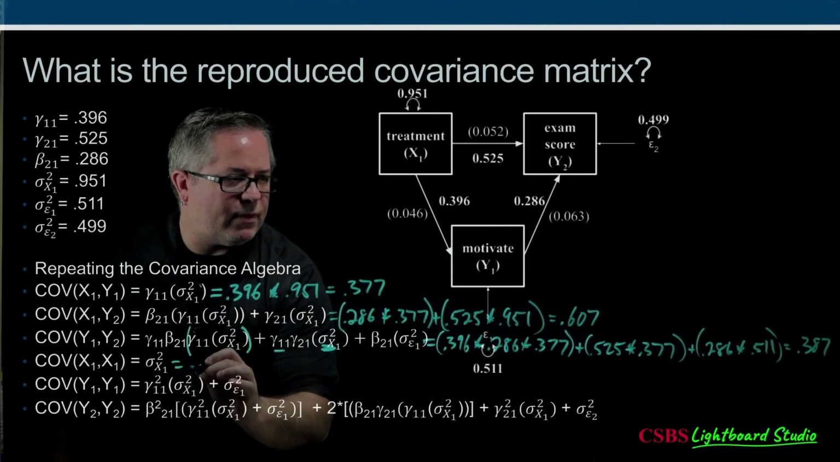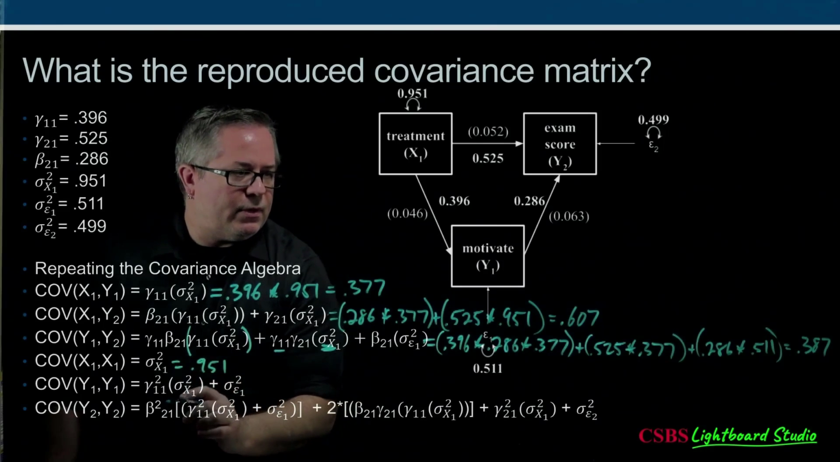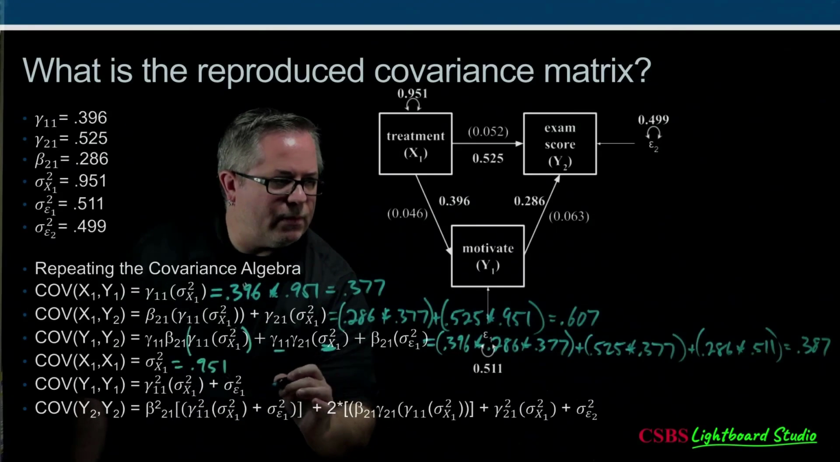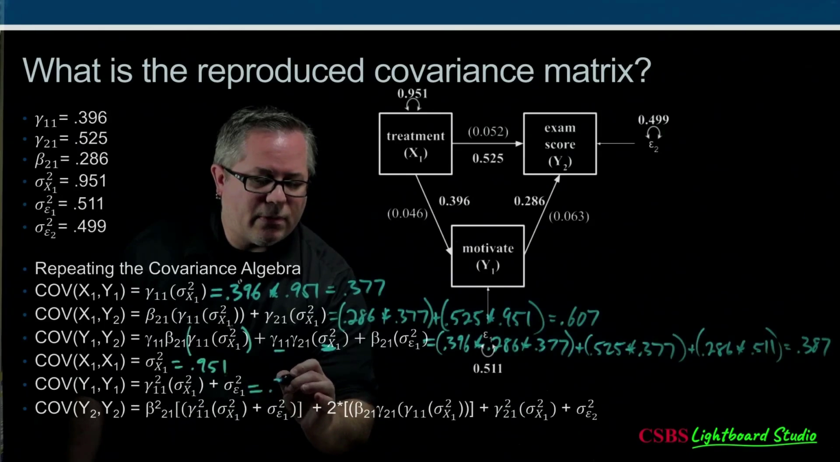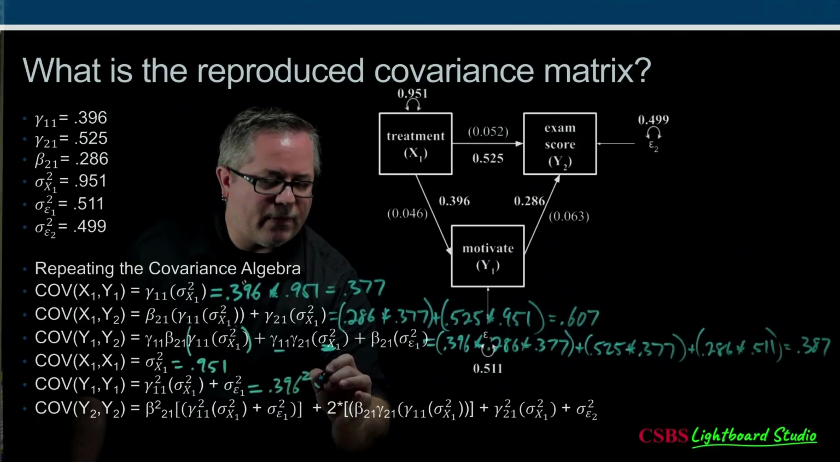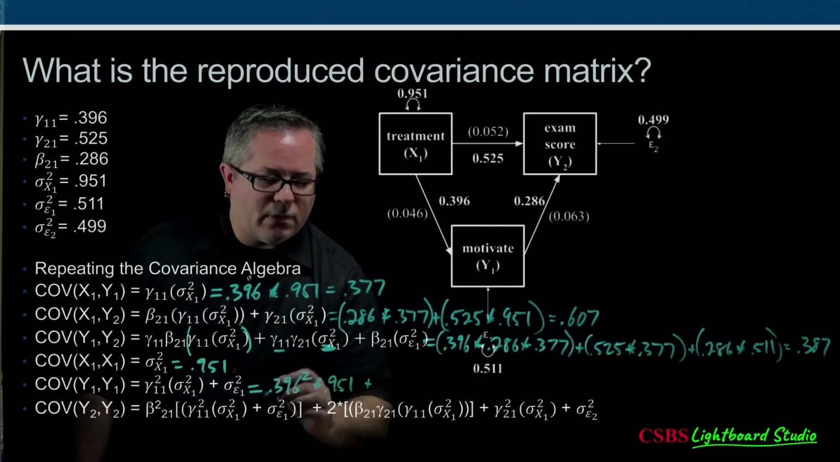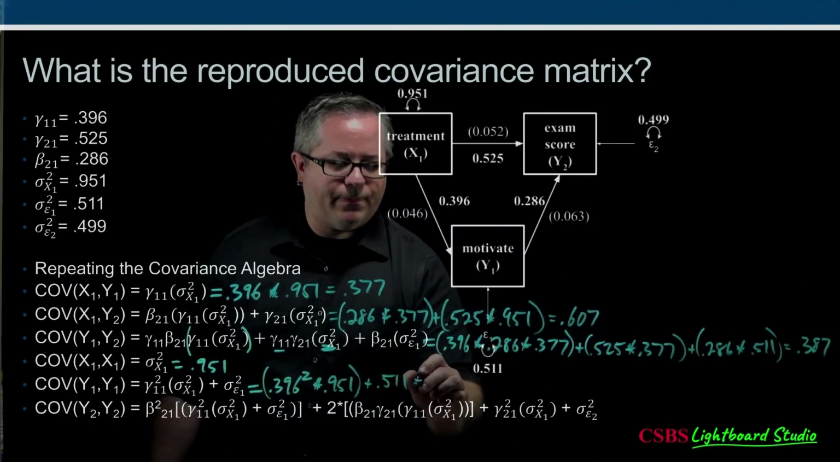This one is just given to us. It's like the easiest one of all of them, 0.951. Okay. So here, now these are squared. This is gamma 1,1 squared times the variance of x1 plus the variance of e2. So gamma 1,1 is 0.396 squared times the variance of x1, which is 0.951, plus 0.511, which is the variance of E1. What's that?